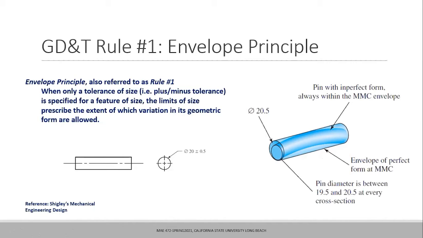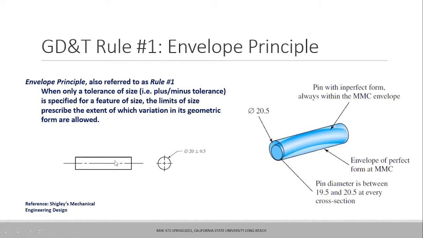Great. So that is rule number one, and it basically says that if there are no GD&T symbols, in this case, if you look at the drawing, if this is a drawing that you are using for manufacturing, this drawing does not have any GD&T symbol. So in the absence of any GD&T symbol, you basically use rule number one, or the envelope principle, which says perfect form at MMC. That's it.